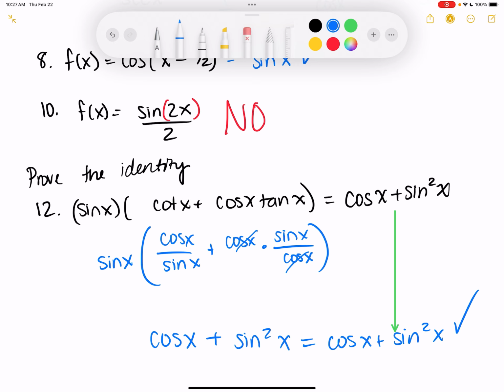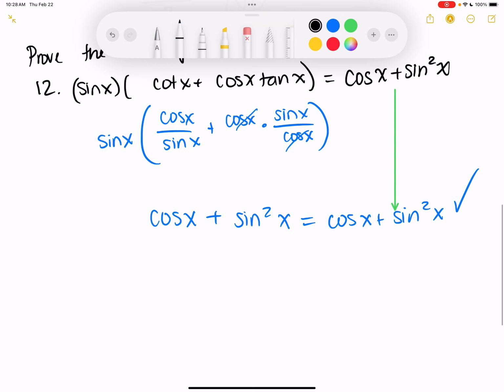Why are these so out of order? Let's see. 16. Tangent of x plus secant of x is equal to cosine of x over 1 minus sine of x.